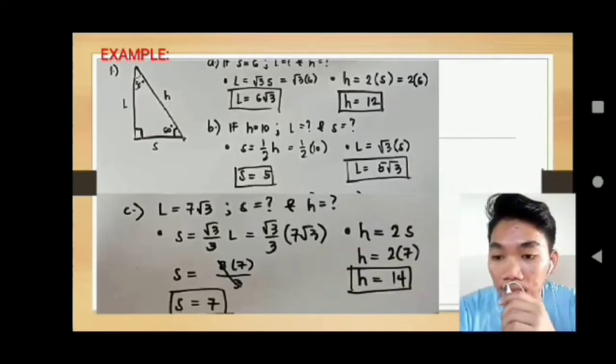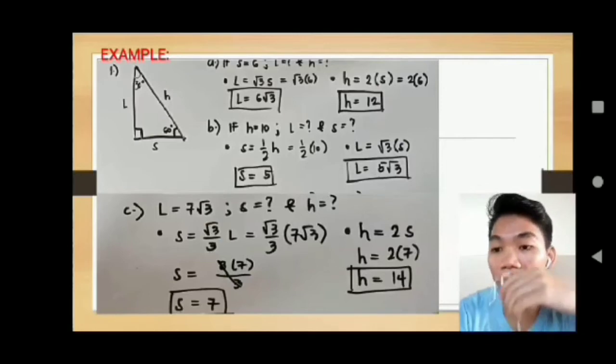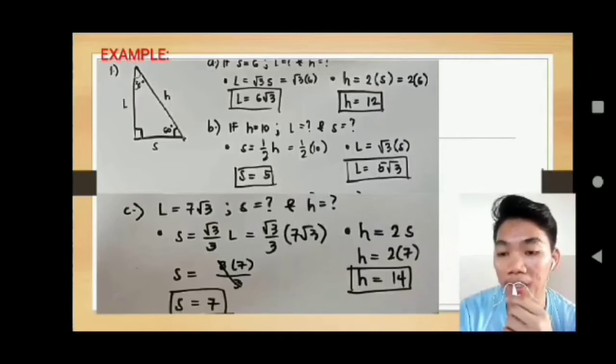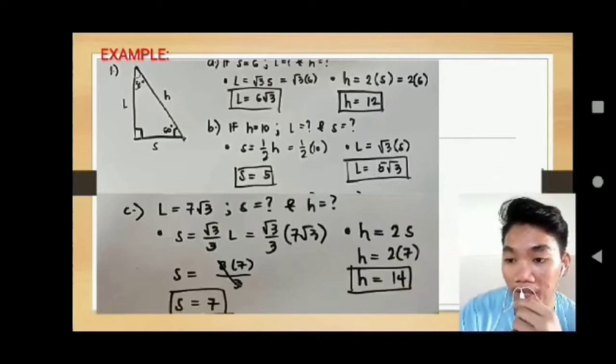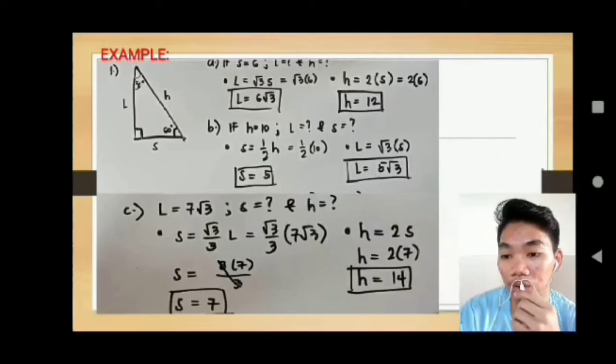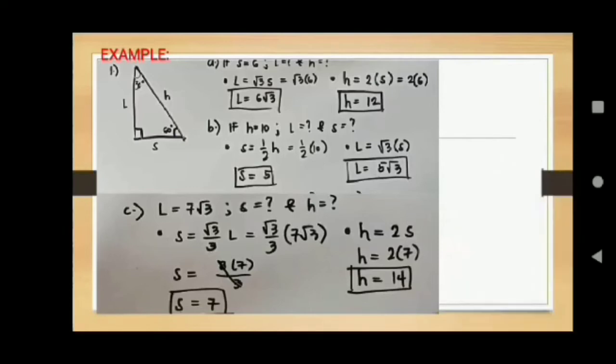So, sa C na tayo, guys. Sa C. L, or length or longer leg, is equal to 7 square root of 3. Then, what is the shorter leg and the hypotenuse? So, hanapin naman natin yung shorter leg tsaka yung hypotenuse.